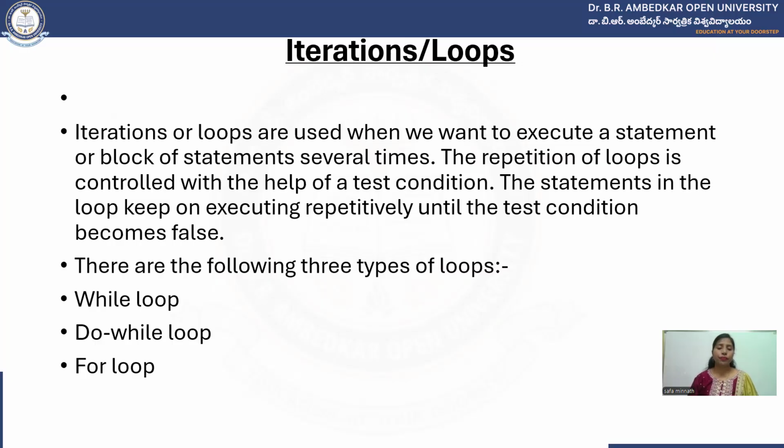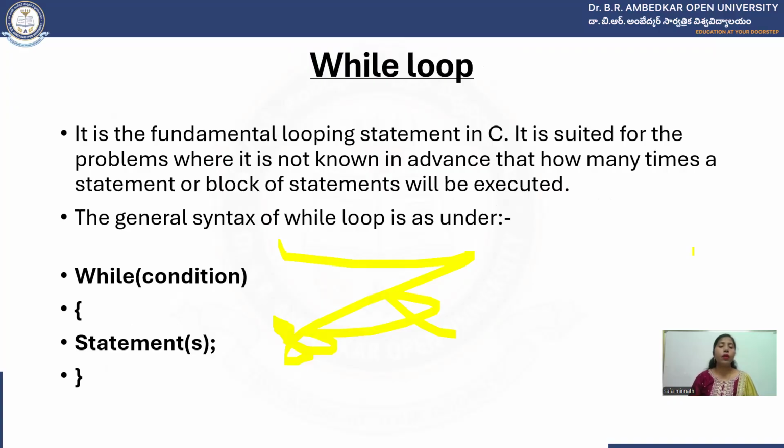Now see the while loop. The while loop is the fundamental looping statement in C language. It is suited for problems where it is not known in advance how many times a statement or block of statements will be executed. This is called a pre-control statement, pre-exit.